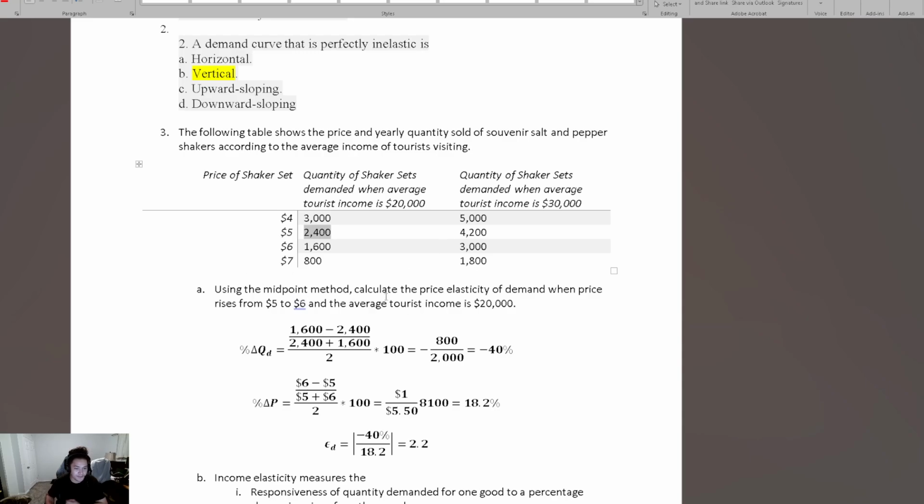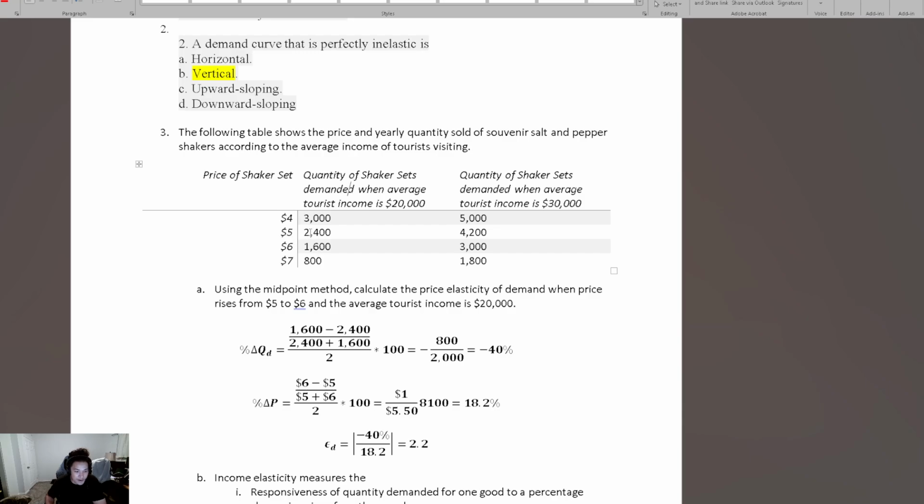First question here: calculate the price elasticity. So we're not doing income here. We're only looking at our price elasticity of demand when the price increases from $5 to $6 and the average tourist income is $20,000. And so this last piece of information, don't get confused by this. All this does is lock us in this column. So it's telling you where to look. So income's 20,000, that means we're looking for the quantities in this column.